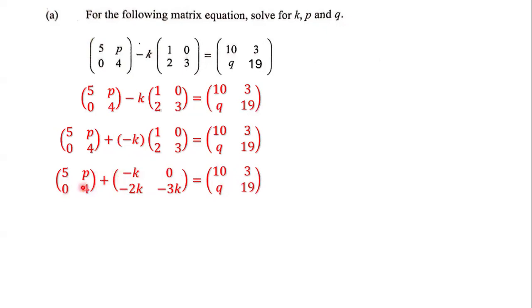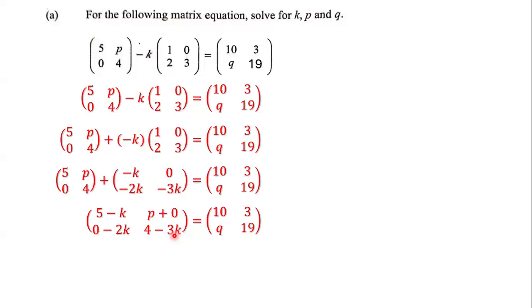Next, we add the two matrices on the left-hand side. We have 5 plus negative k. A positive and a negative multiplied by each other will give us a negative. Then we have p plus 0, which is simply p. Then we have 0 minus k, because positive times a negative is still negative. So 0 minus k. Then we have 4 plus negative 3k. If we do a positive multiplied by a negative, it's still a negative. So we still have 4 minus 3k.